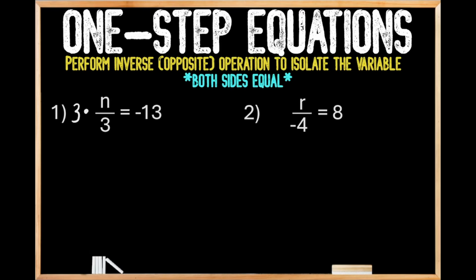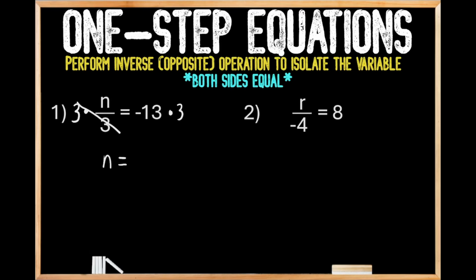But this brings up a very important point that we can see up top highlighted in blue, which is that we need to keep both sides equal. So since we're multiplying the left-hand side of this equation by 3, we need to do the same thing to the right side of this equation as well. Starting out with the left-hand side, multiplying by 3 and dividing by 3 cancel each other out, so now our variable n is isolated.